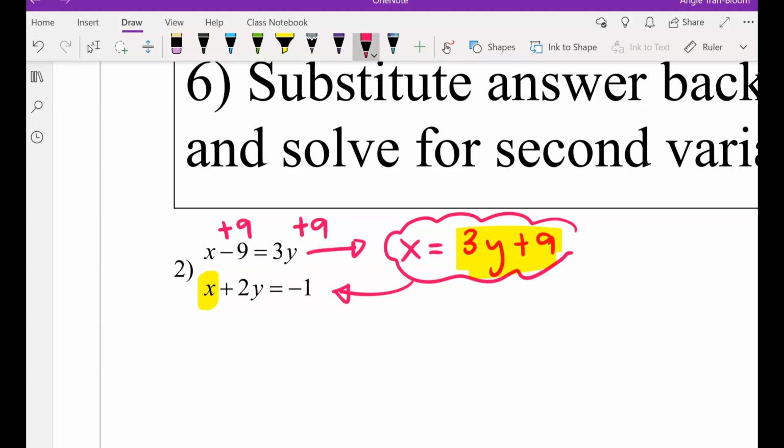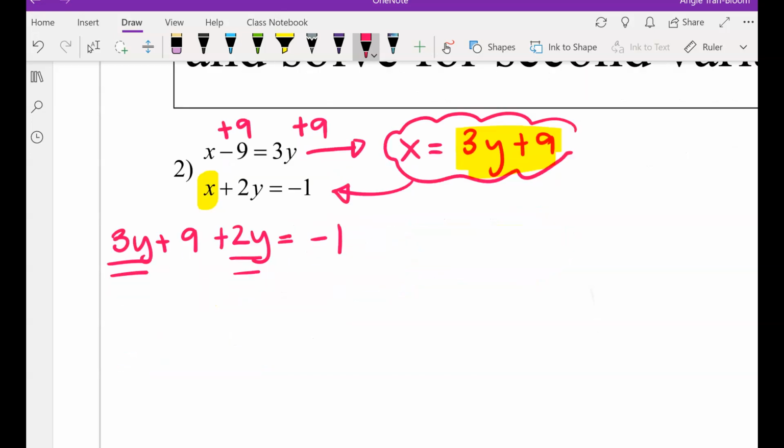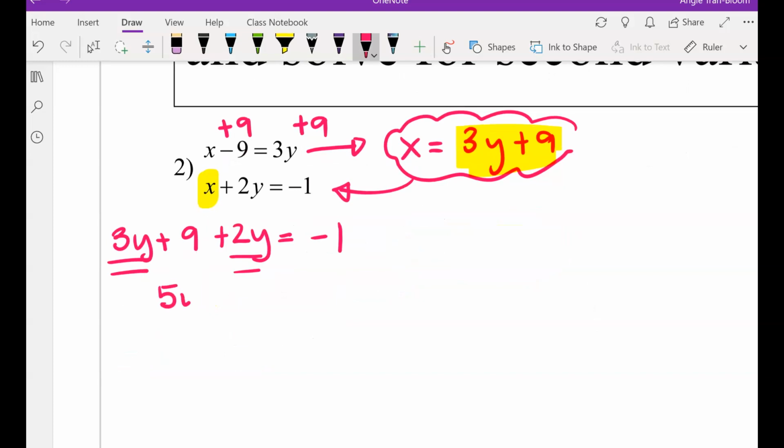That's why it's called substitution. So here we go. 3y plus 9. Do I substitute 2y with 3y plus 9 again? No, we drop it straight down. So I drop 2y down and then drop the -1 down. Those two things do not have x variables. Now we are going to solve for y normally. Naomi J., what do you do next? Yeah, 3y plus 2y. Riley, that is what? 5y. Perfect.